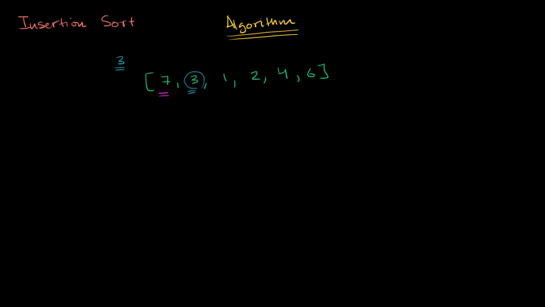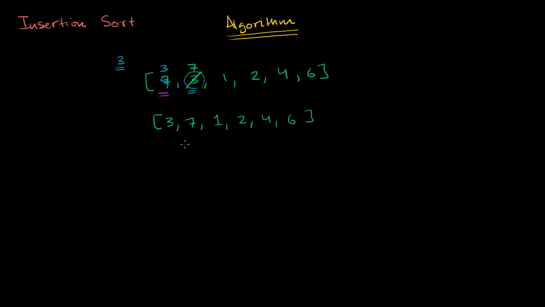So let's put the 7 where the 3 is. And let's put the 3 where the 7 is, especially because there's nothing left to compare the 3 to. There's no elements before the 0th element. So let's just stick the 3 right over there. And so our list now looks like 3, 7, 1, 2, 4, and 6.